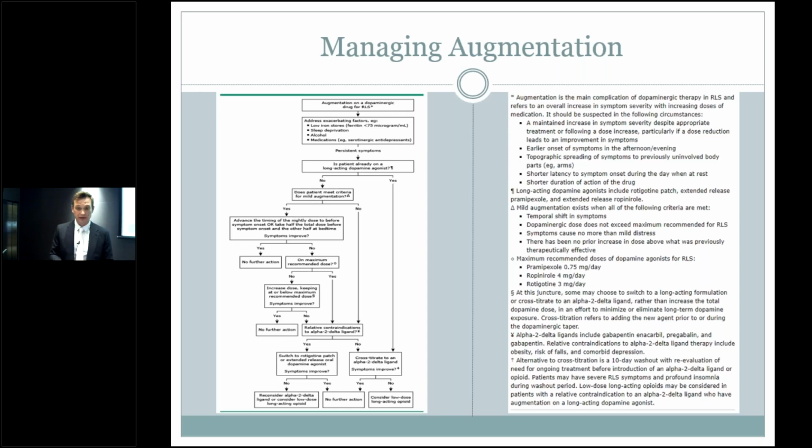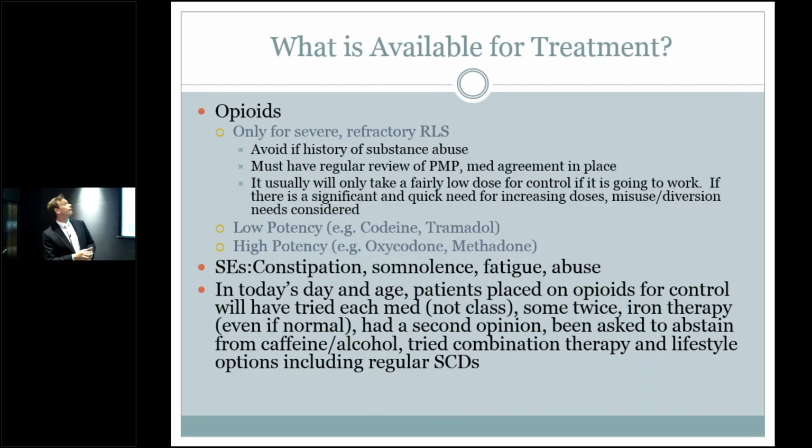When you get down here to the bottom, and then down here is your long-acting opioid medication. So there is an outcome that does end with putting a patient on an opiate. And I have 3 patients right now on opiates, and we'll talk a little bit more about our opioids. It's only for severe and refractory cases. Avoid any history of substance abuse, they must have a regular review of their PMP and a med agreement in place, and it really should only take a fairly low dose for control.